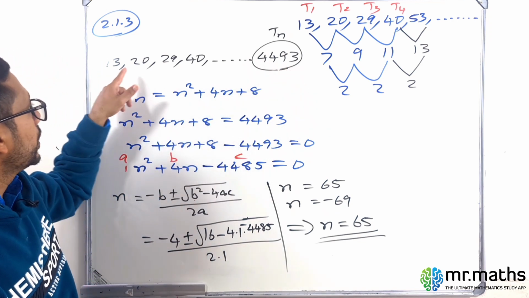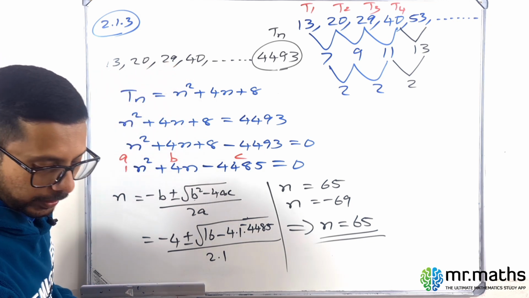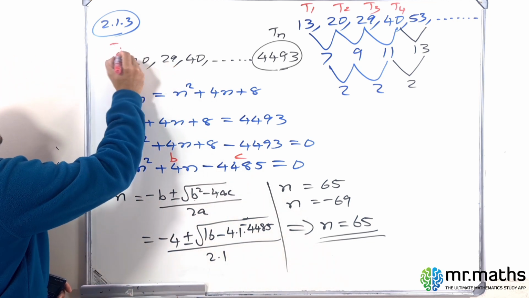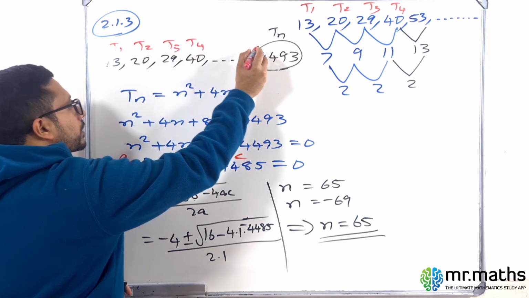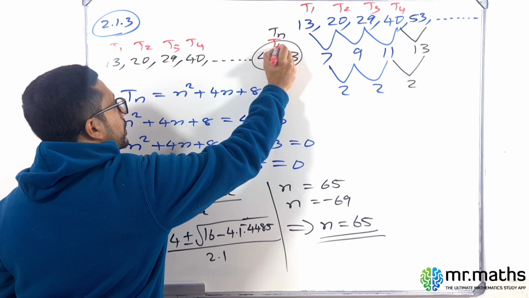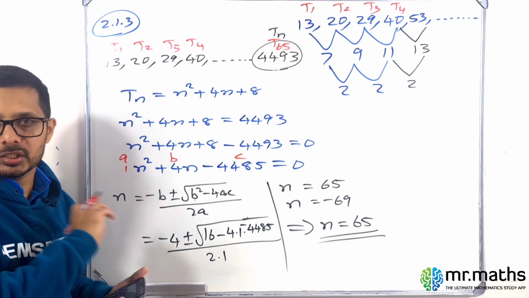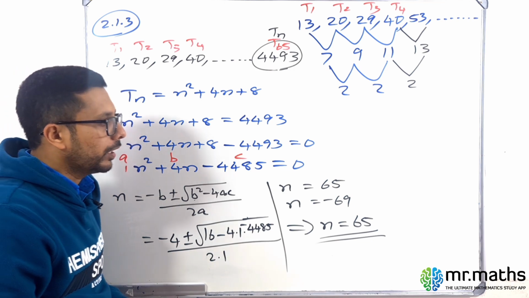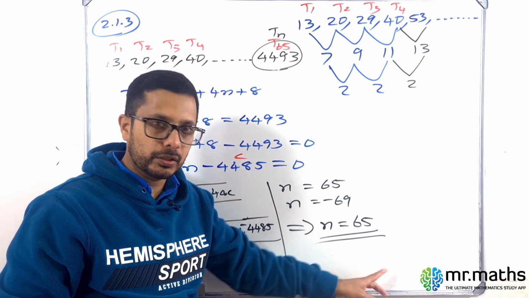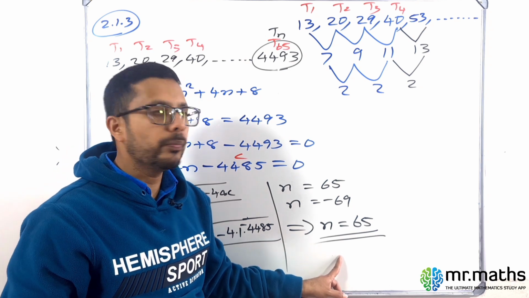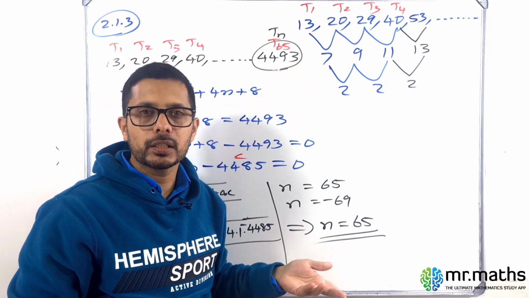Because in this sequence 13, 20, 29, this is the first term, this is the second term, this is the third term, this is the fourth term, etc. Now we got this one as the 65th term. That means there is a term like that in that sequence. So therefore, you have to write the full comment: the 65th term is 4493. Therefore Michael's claim is correct.